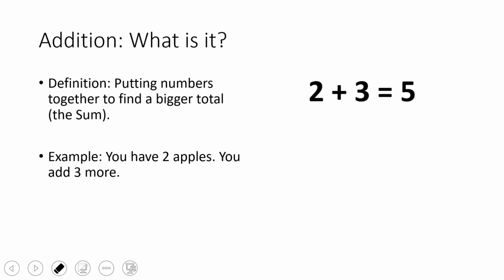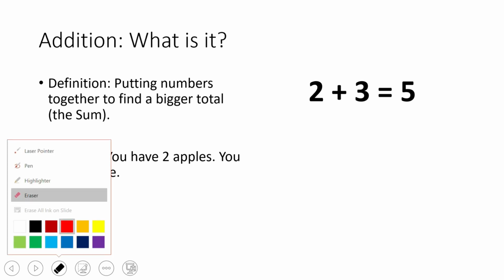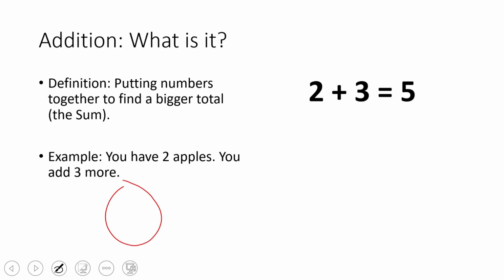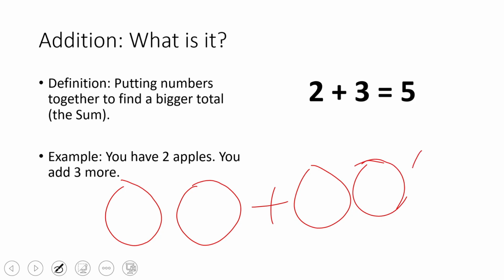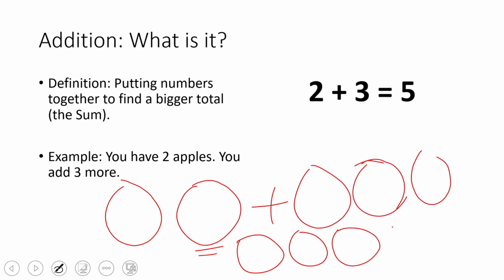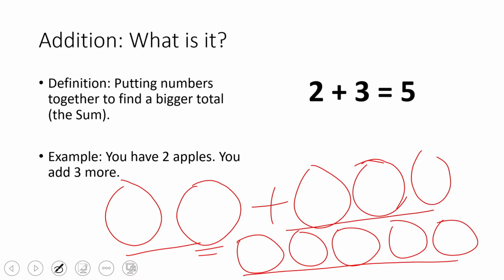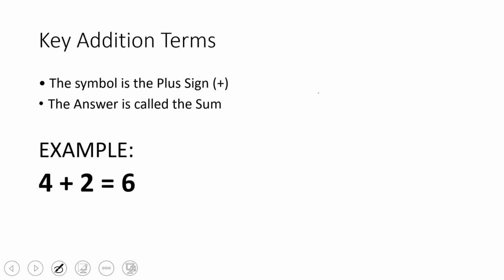Now, for example, if you have 2 apples and you add 3 more apples to that 2, the total is going to give us what? Let's try it. Don't mind my drawing. You have 2 apples and you add 3 more apples, so the total is going to give us 5 apples. So it is all about putting a smaller number to another smaller number in order to make a bigger number.